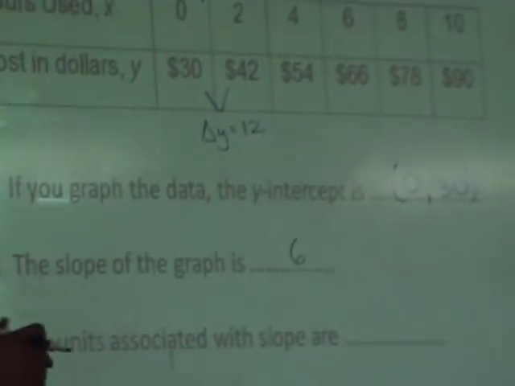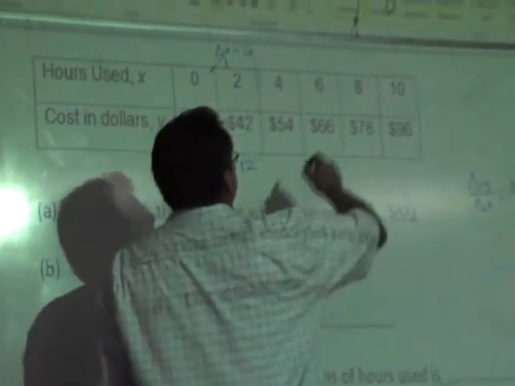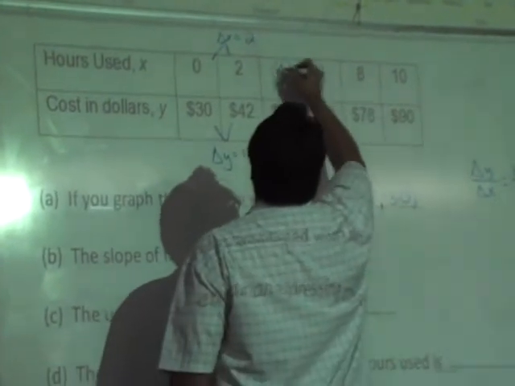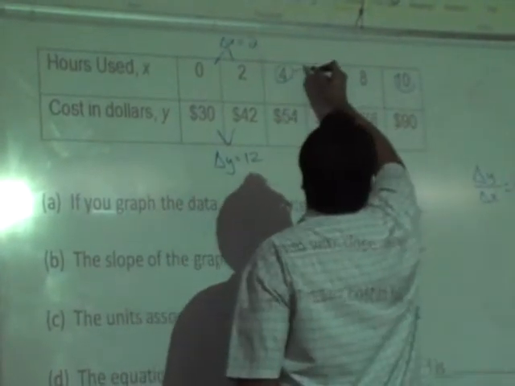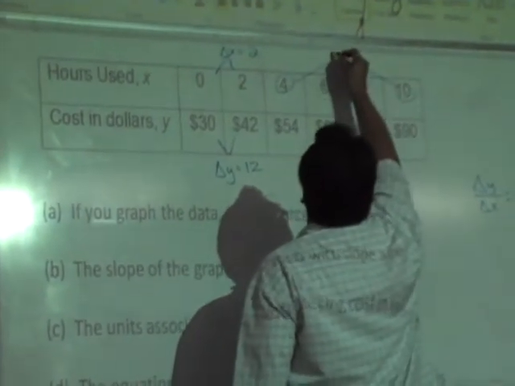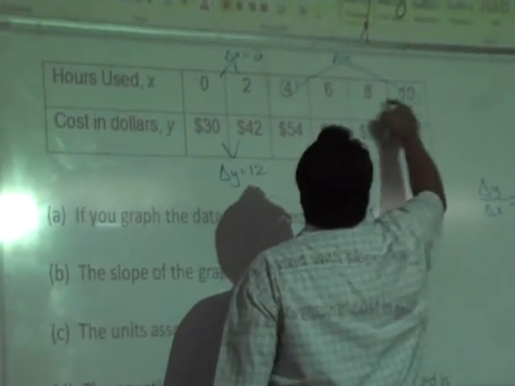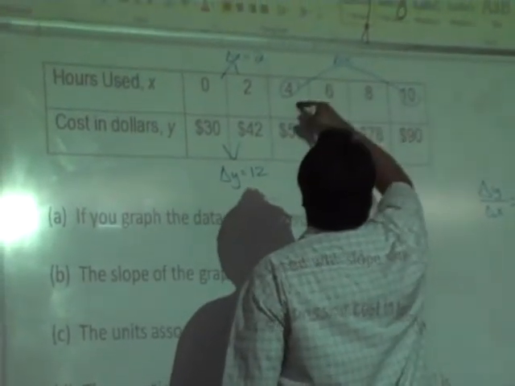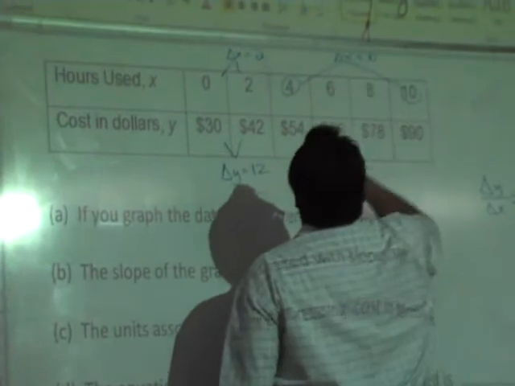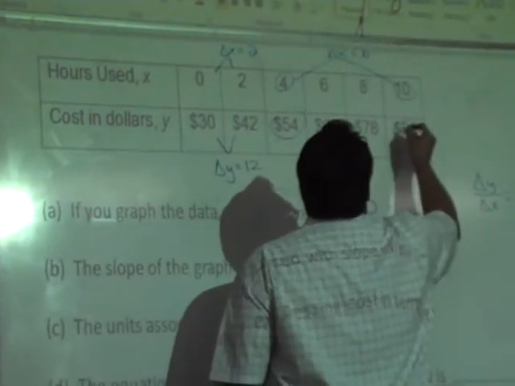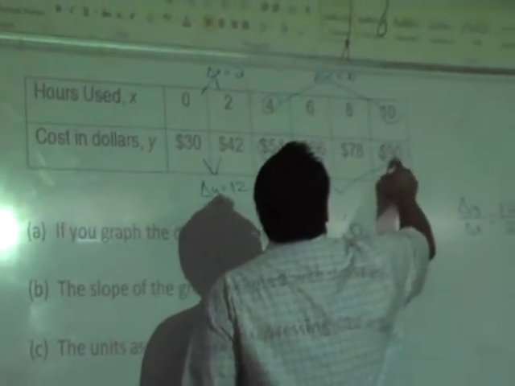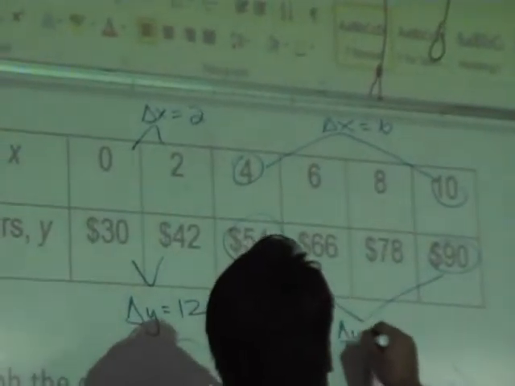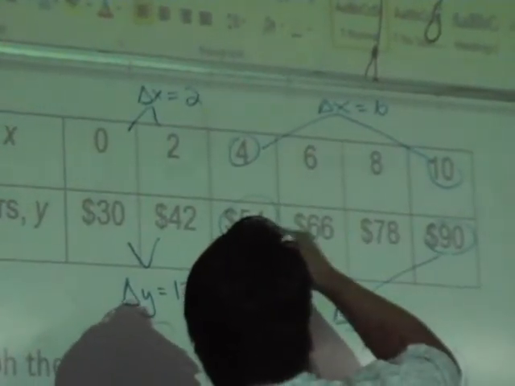Now what if you could use different points? Would you get the same? Now suppose I use this point here and this point here, just for argument's sake. What would be my delta x here? What's the difference in this x value? 10 minus 4? 6. Now let me look at the y values that correspond to these numbers here. What is 90 minus 54?